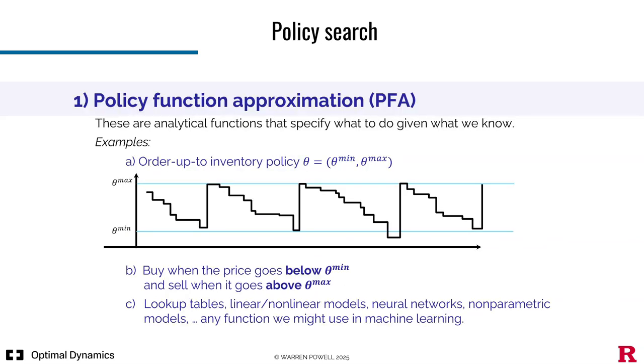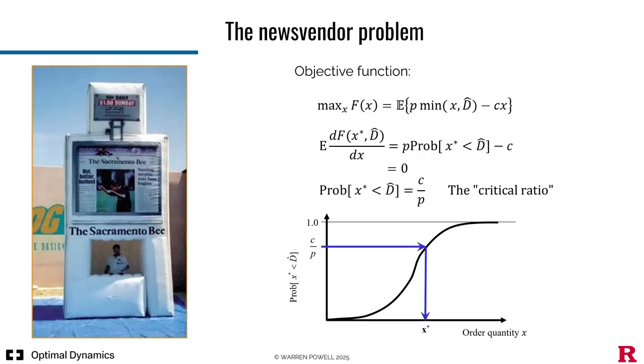Now, PFAs, policy function approximations, are the simplest. They could be simple rules like order-up-to inventory policies, buy low, sell high. But a PFA can be any function used in machine learning. It just has to be some analytical function that when you input the data, out comes the decision. So here's an example, the newsvendor problem. This is one of the favorite problems of anybody doing stochastic optimization, academia, or operations management. And there's a little bit of math here where we can find the optimal x of how many newspapers to put in the bin.